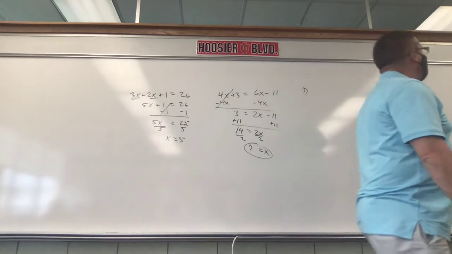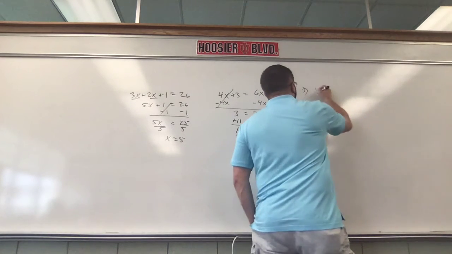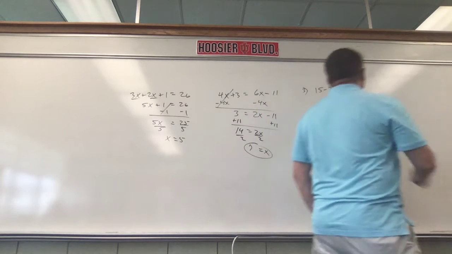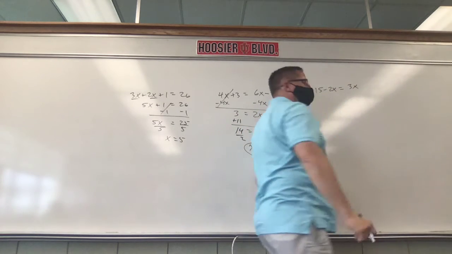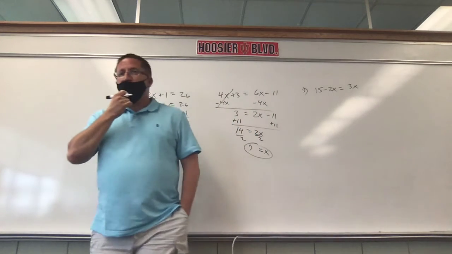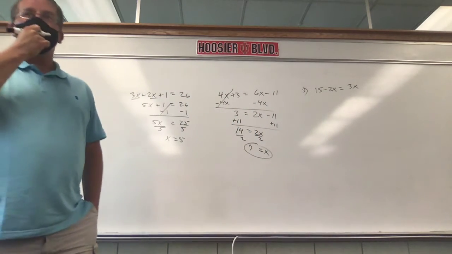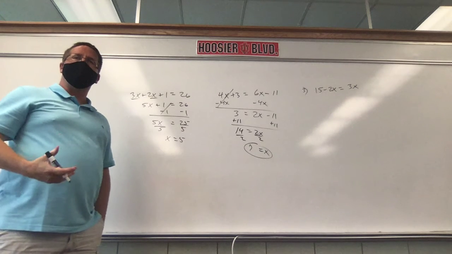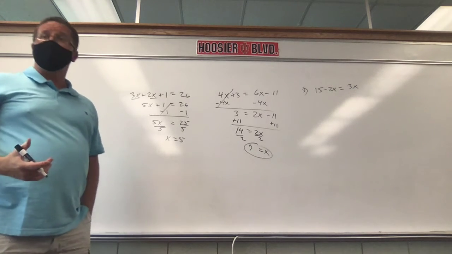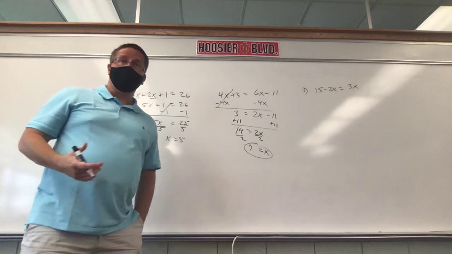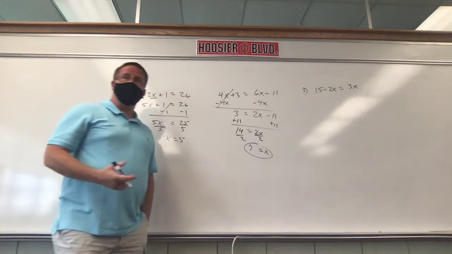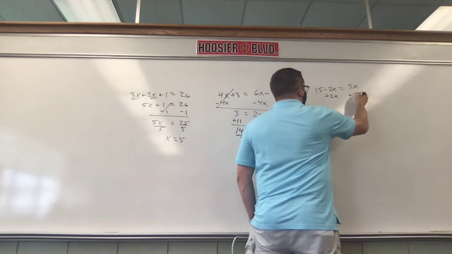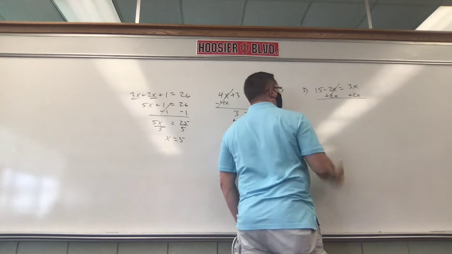15 minus 2x equals 3x. Okay, so we have an x on each side. We're going to get rid of the smaller x. Now, be careful here. Some of you might be going, oh, let's get rid of 2x, 2x is smaller than 3x. That's not 2x, it's negative 2x. So how do you get rid of a negative 2x? Add 2x. Those cancel.